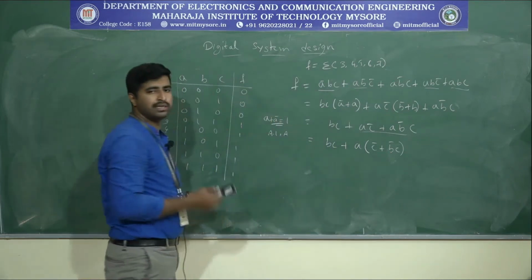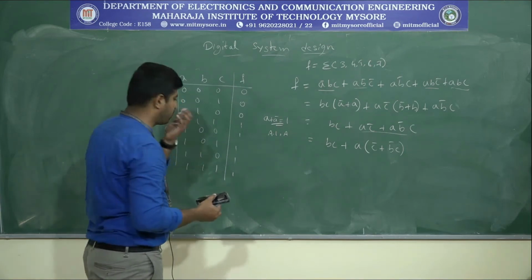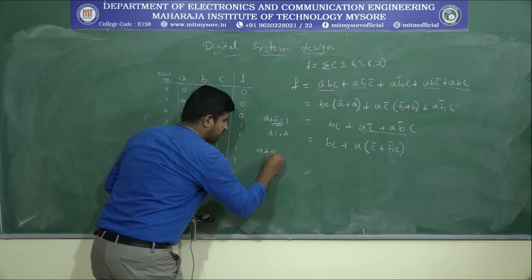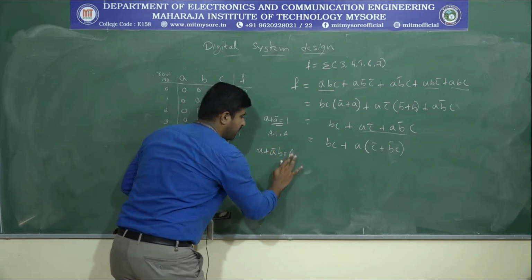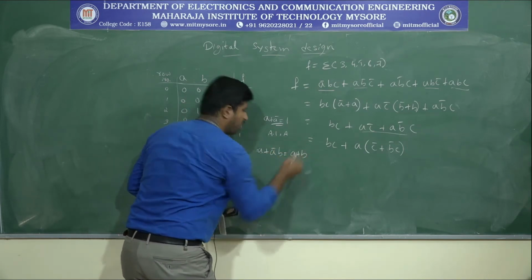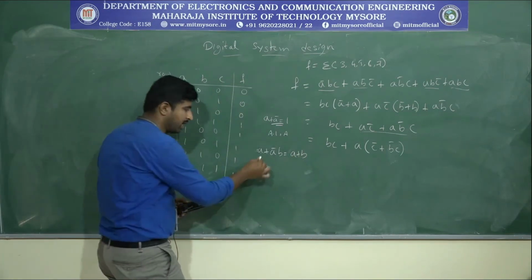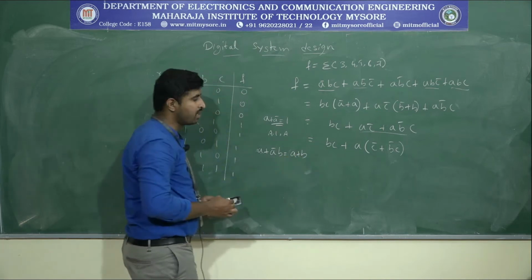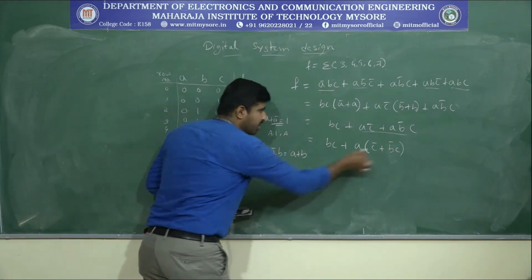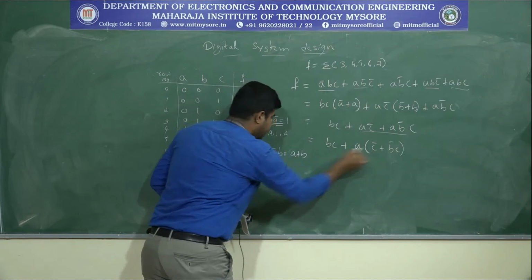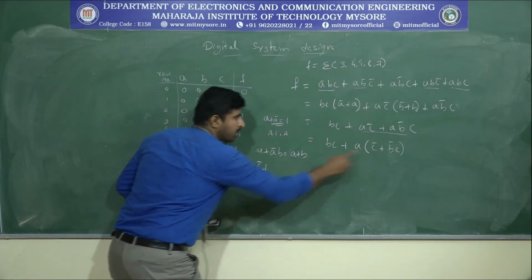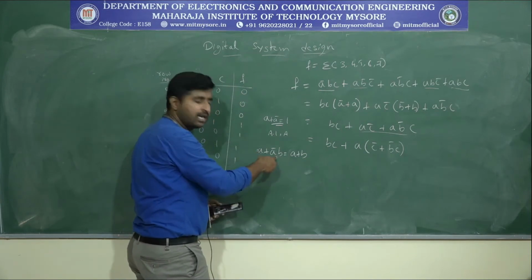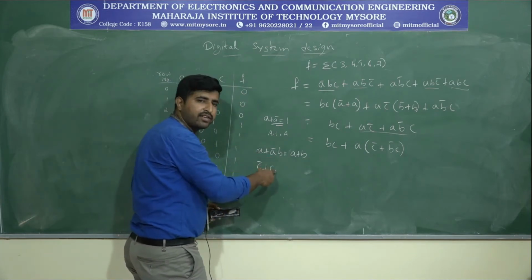Actually, there is one more standard equation: A plus A bar B equals A plus B. I hope you know that one. A plus A bar B can be written as A plus B. See here, the equation is of the same kind. Instead of A, we have C bar. A is there, A bar is there, so again C bar is there and its complement C.